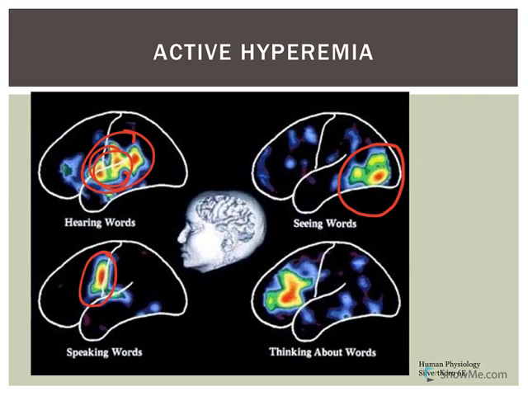Speaking words, the motor cortex and Broca's area are going to be important in speaking. So you see different areas of the brain are going to light up based on their activity level. So that's just showing you active hyperemia.